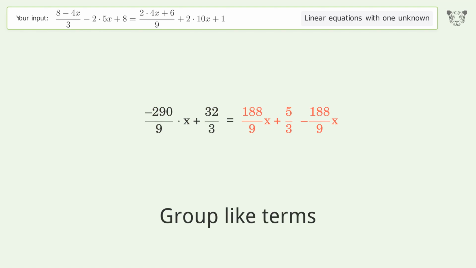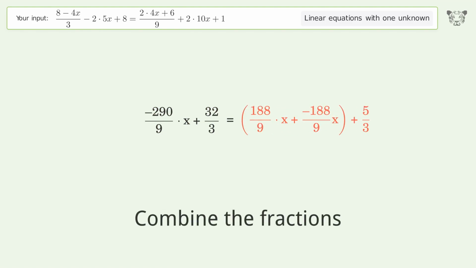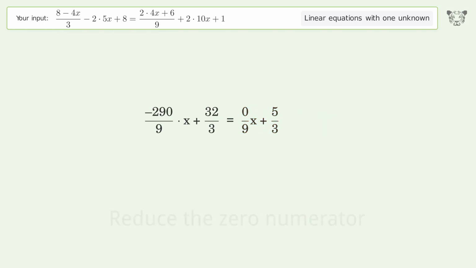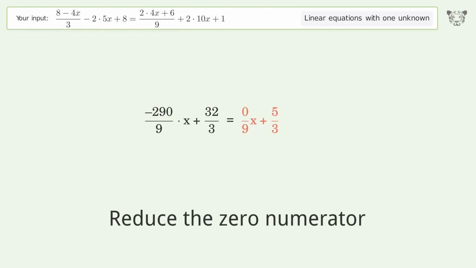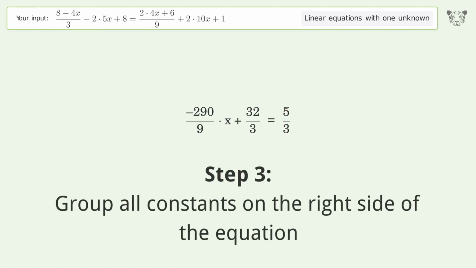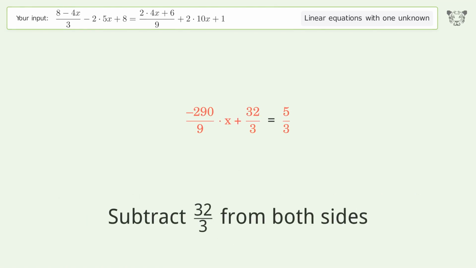Group like terms. Combine the fractions. Combine the numerators. Reduce the zero numerator. Simplify the arithmetic. Group all constants on the right side of the equation. Subtract 32 over 3 from both sides.